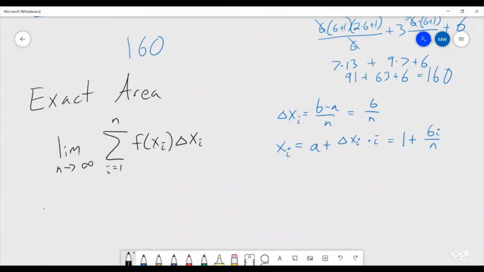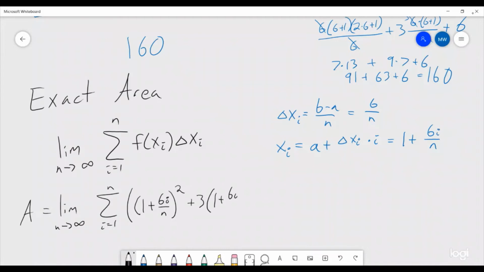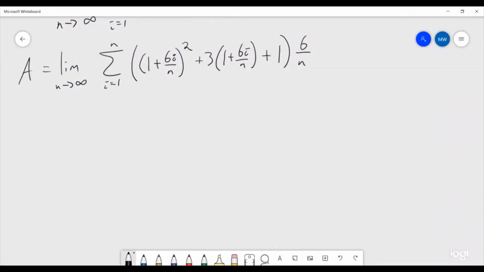This will turn into our area is equal to the limit as n goes to infinity of the sum from i equals 1 to n of, it was an x squared, so it'll be a 1 plus 6i over n squared plus 3 times 1 plus 6i over n plus 1, times delta x, 6 over n. So we just need to evaluate what this is. So let's go through and break this down.